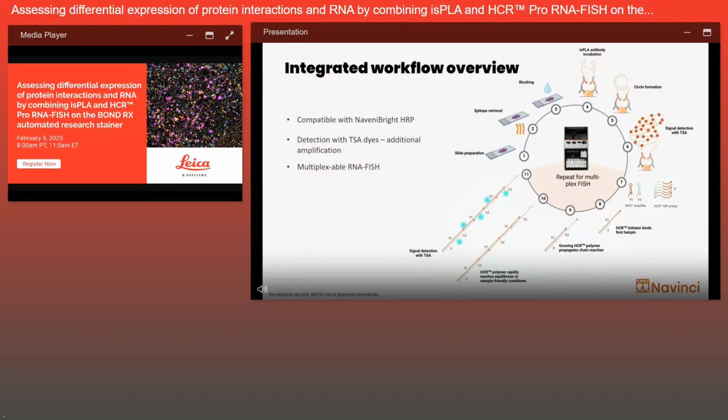And if you would like to do multiplex RNA FISH, you can repeat steps 7 to 11. Again, this requires some optimization.